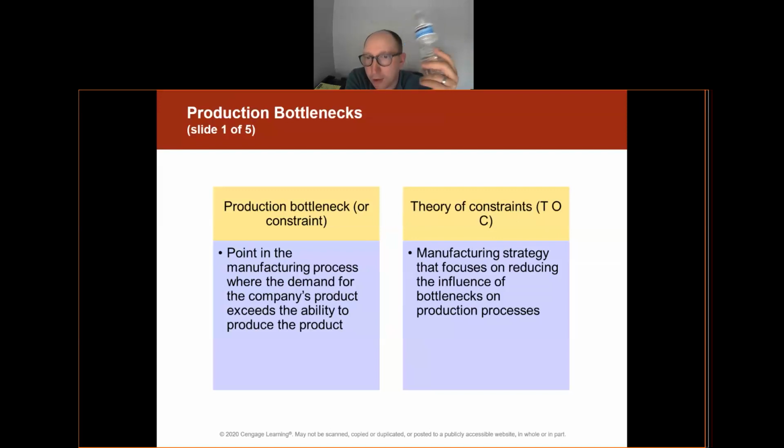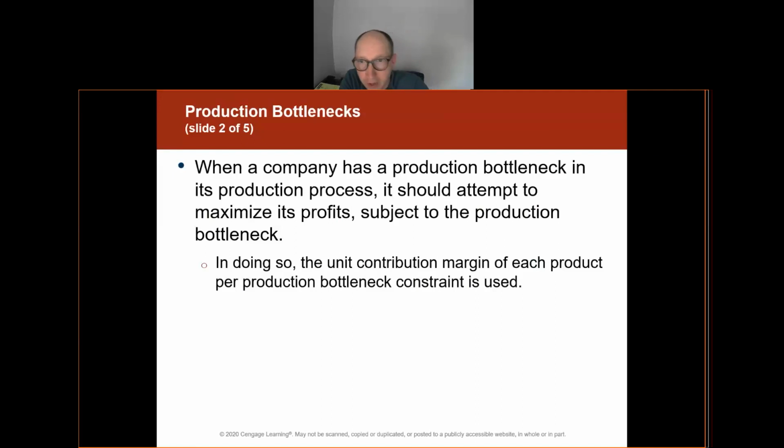And this leads to the theory of constraints. It's where manufacturing focuses on reducing influences on bottlenecks in order to maintain a proper production flow. When we have a bottleneck, we try to maximize our profits, because when demand is super high and we can't produce enough of it, raise the price. When we raise the price, that will cause demand to go down. We're forcing demand to go down by raising the price. And when that happens, then production can catch up with the demand.